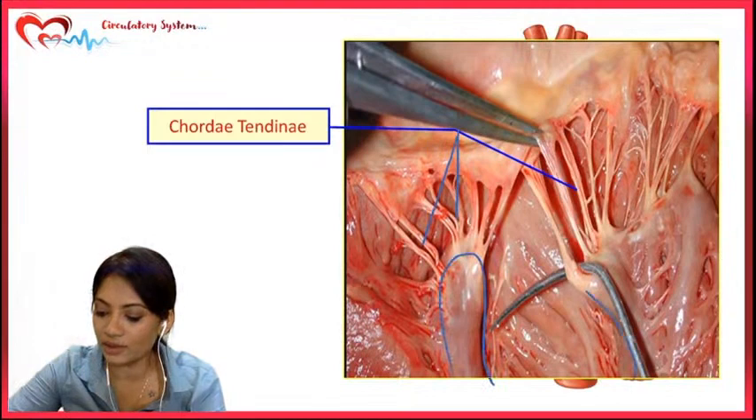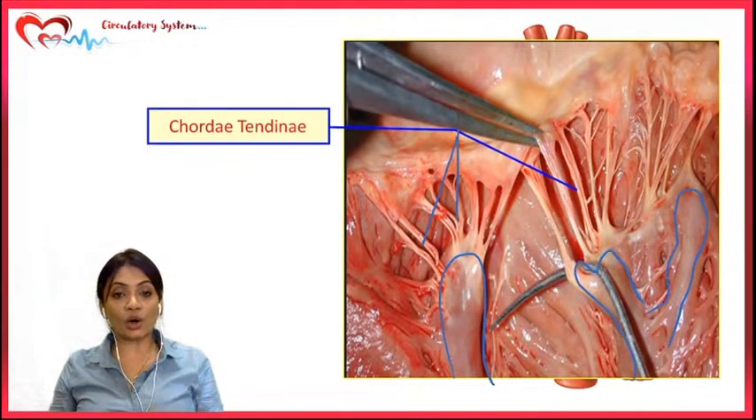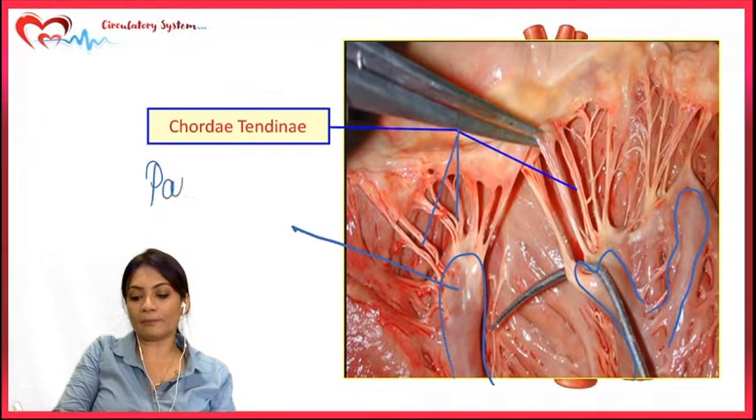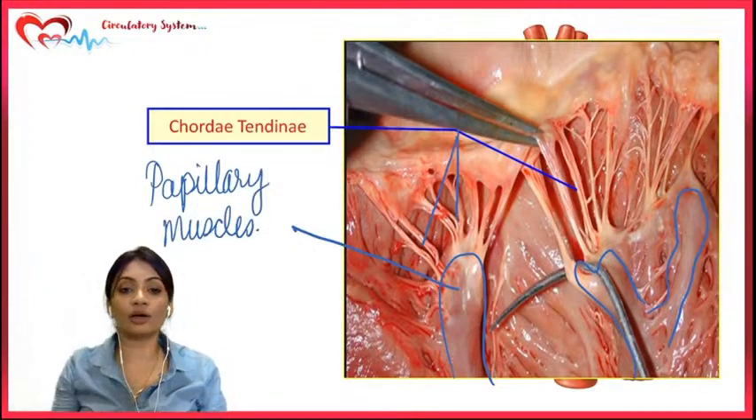Can you see this muscle here? This is the papillary muscle below it. So this is the chordae tendineae, and what was the name of the muscle? That muscle was called the papillary muscle. They're called papillary muscles.